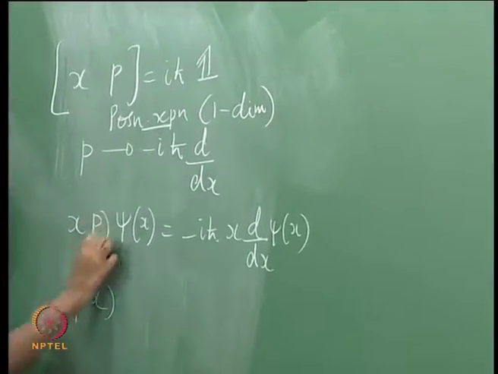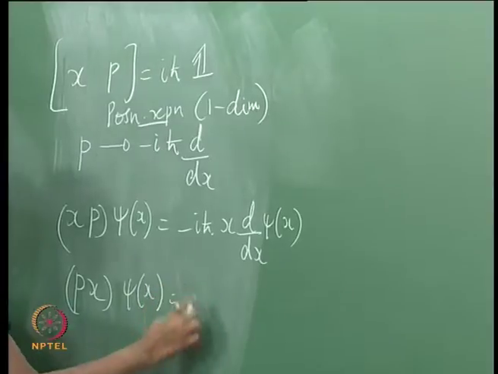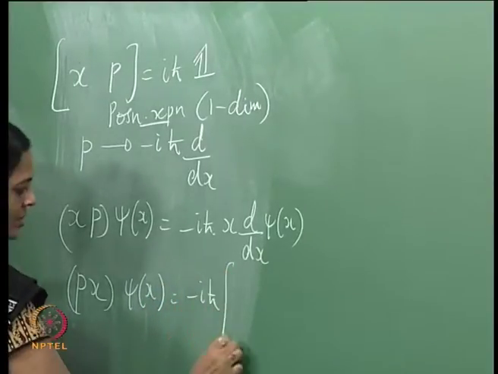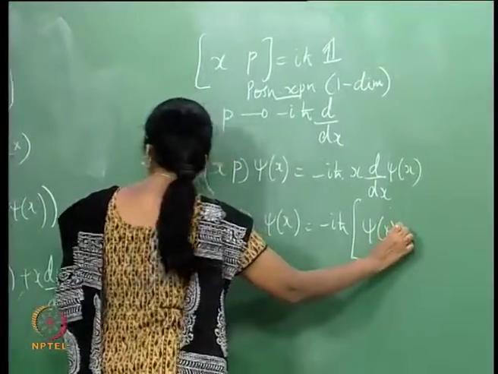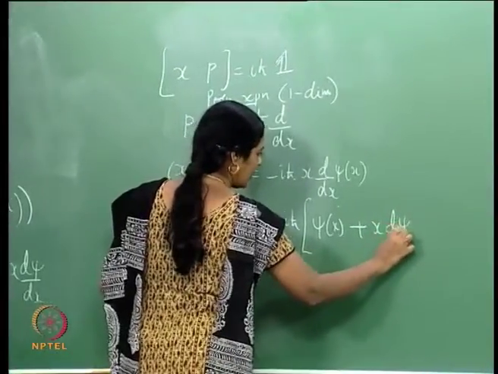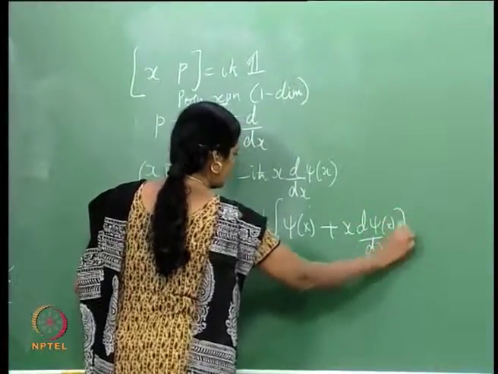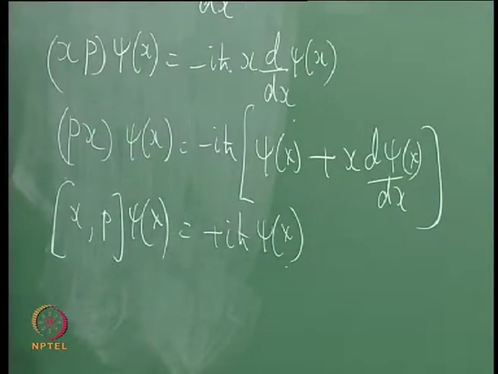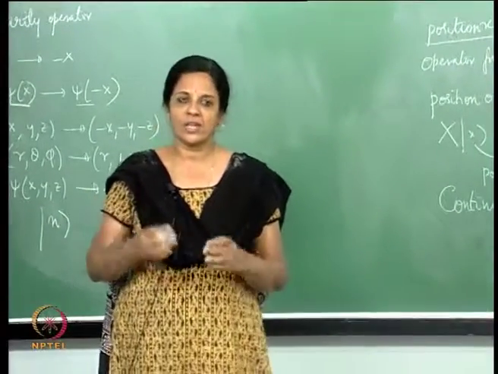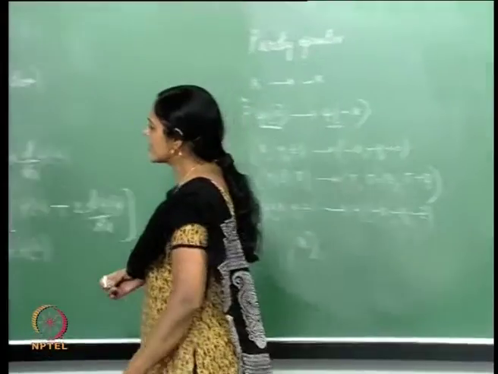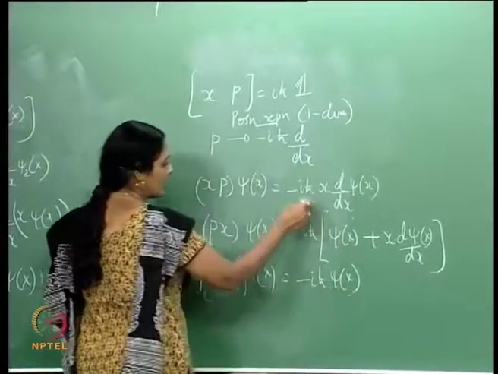px acting on psi of x is minus i h cross times psi of x plus x d psi of x by dx. And therefore, the commutator of x with p acting on an arbitrary state psi of x gives me i h cross psi of x, or [x, p] is equal to i h cross. So in the position representation, the momentum operator has to be represented as an operator function of x, and it is written as minus i h cross d by dx.